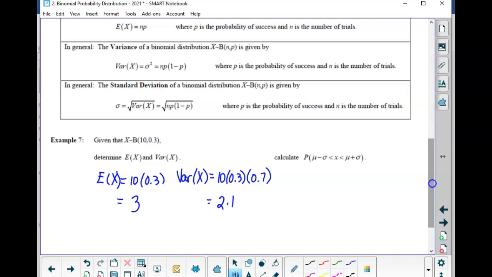Okay. So for that same distribution, it says calculate the probability that X is greater than mean minus standard deviation, and less than the mean plus the standard deviation. Okay, so the mean is the same, remember, as the expected value. All right, so mu minus standard deviation. So mean is 3 minus standard deviation is the square root of 2.1. Okay, then let's do mu plus standard deviation. So 3 plus square root of 2.1.